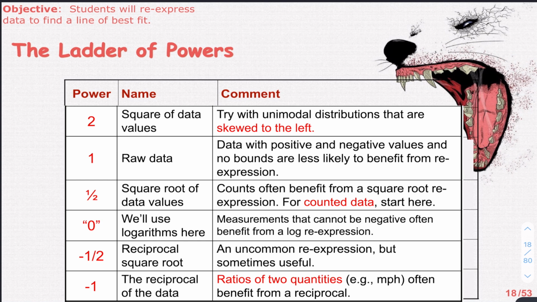For counted data, we're going to start here. We'll use logarithms here if we have to drop down further. So measurements that cannot be negative often benefit from a log re-expression. If we have the negative 1/2 or reciprocal square root, it's an uncommon re-expression, but sometimes useful. And then the reciprocal function that we saw is the ratio of 2 quantities, think miles per hour, often benefit from a reciprocal.